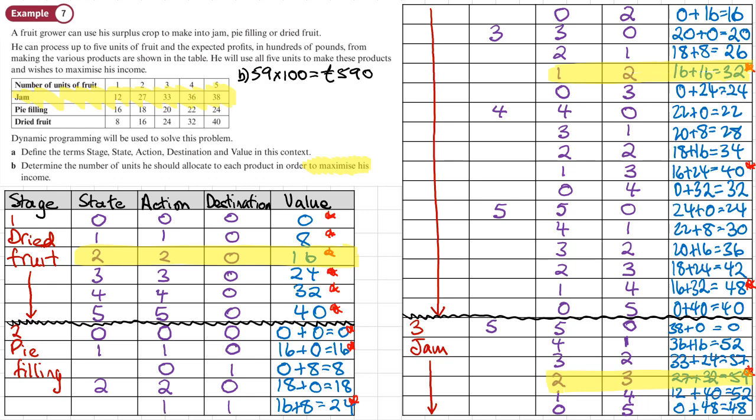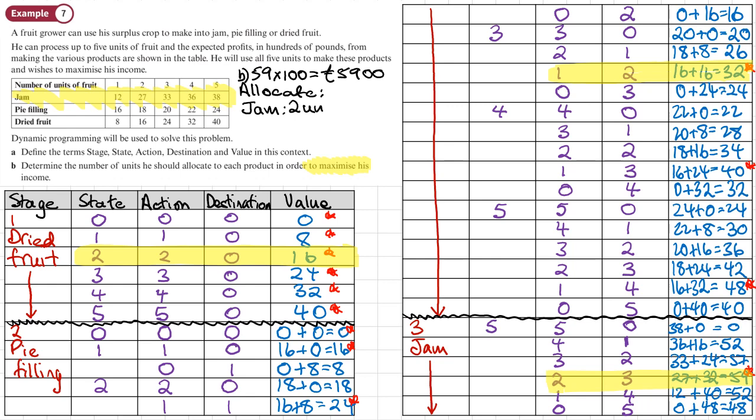And now we need to state what that allocation is going to be. I've highlighted the route that's given us this maximum profit. And the allocation, well, we just look at the numbers in the action columns in that route that we've taken. So jam, I've allocated 2 units and passed on 3 out of the 5. So jam is going to get 2 units.